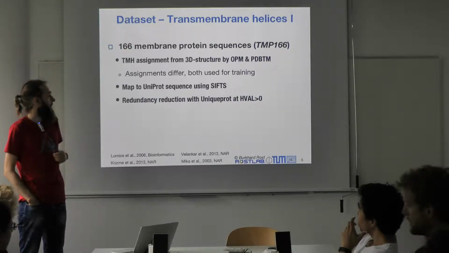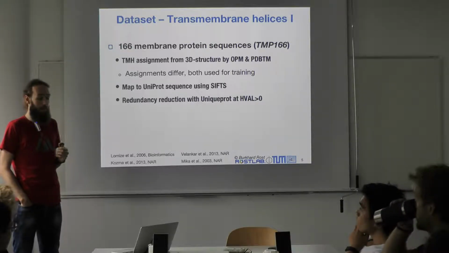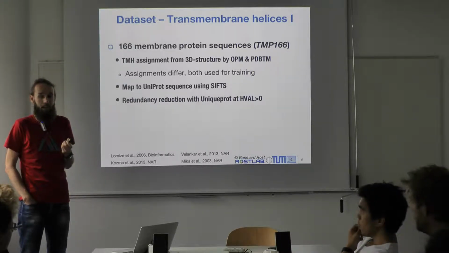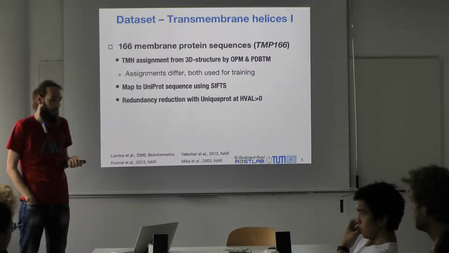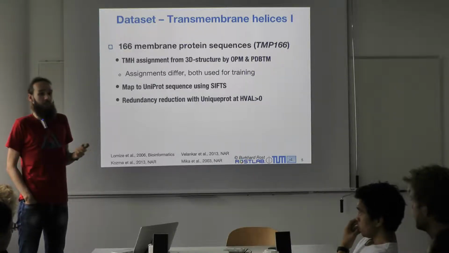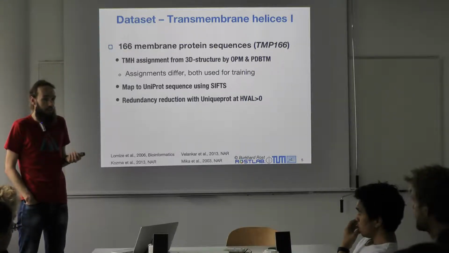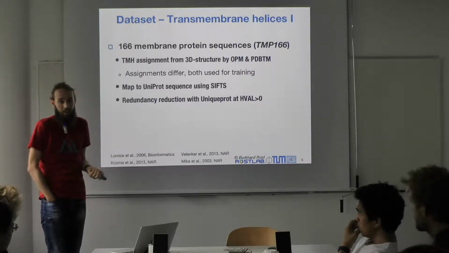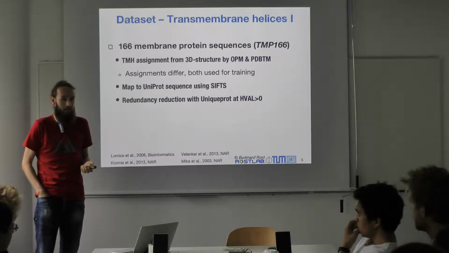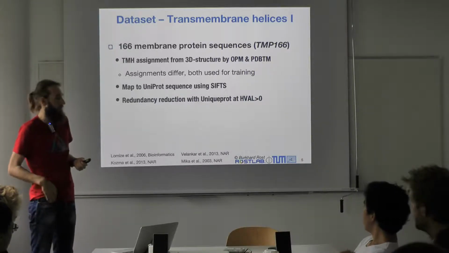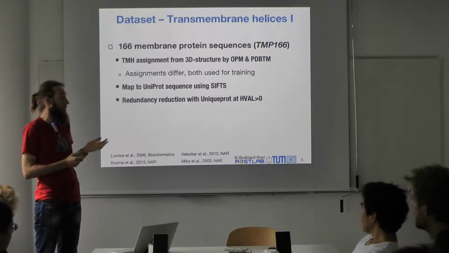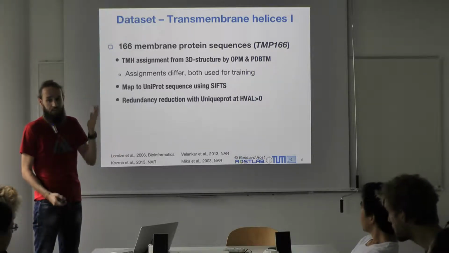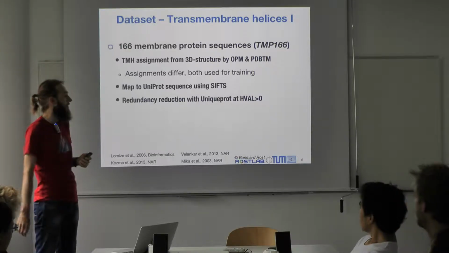There's two big databases that do this, OPM and PDBTM. Since you do not explicitly see the membrane in the structure, you do not know exactly which residues are part of the membrane helix or not. So the assignments by these two databases differ. And we can't really say that one is more true than the other, because we simply don't know. And actually they may both be right in some cases when the protein actually does move a bit in the membrane. That's how it is in reality.